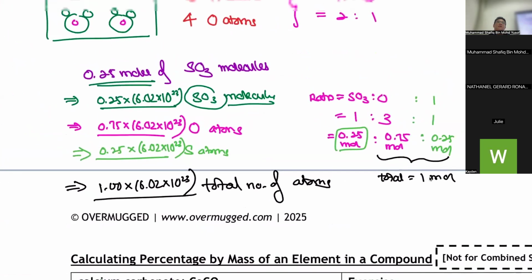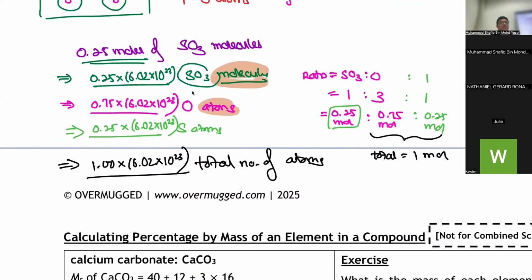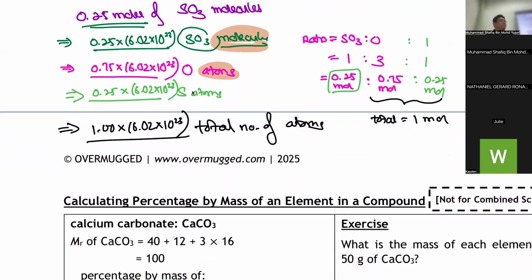That's all. Okay, so these are the type of question you must be careful. Read the question carefully. Do they want molecule or atoms? And if they are talking about atom, which atom? Is it the total atom or the individual atom? So you all have to deal with the ratios carefully in this case.